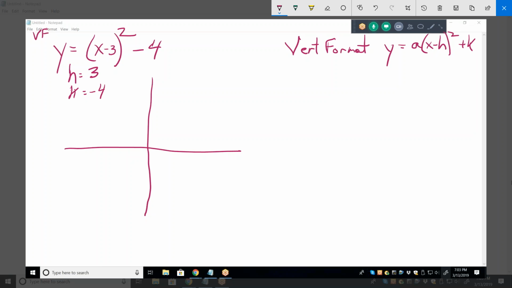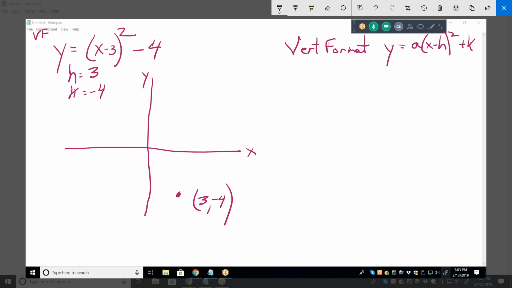So let's find that point. That's the x coordinate, that's the y coordinate. We know that it's at (3, -4). I'm going to label that (3, -4). Now, we know a few things about it. We know that it's a parabola. Does it open up or does it open down? It would open up. Correct.